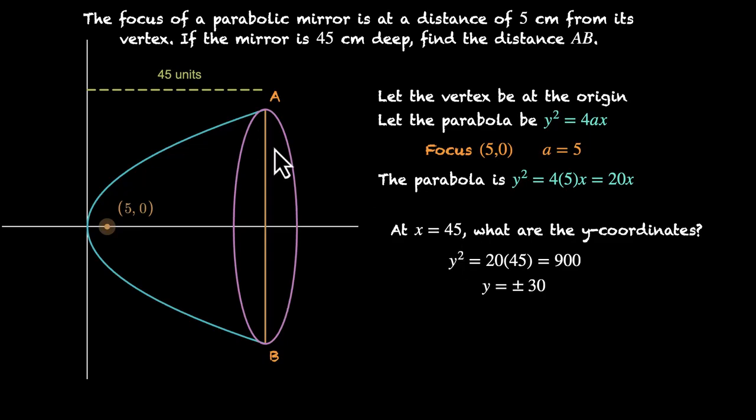But we care about the length. So we know that this length is 30. We can double it and get the value of AB. So AB is 2 times 30. That's going to be 60 centimeters. So for this parabolic mirror, AB is equal to 60 units or 60 centimeters.